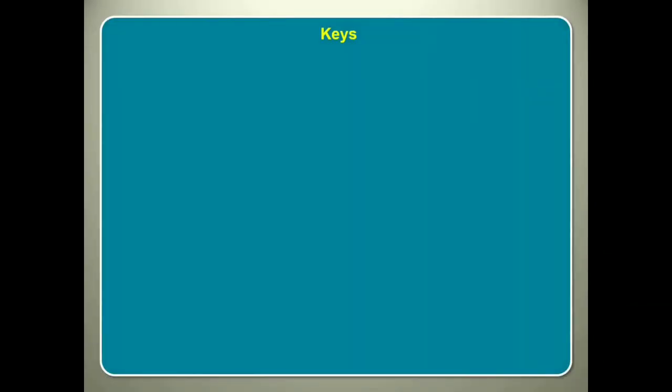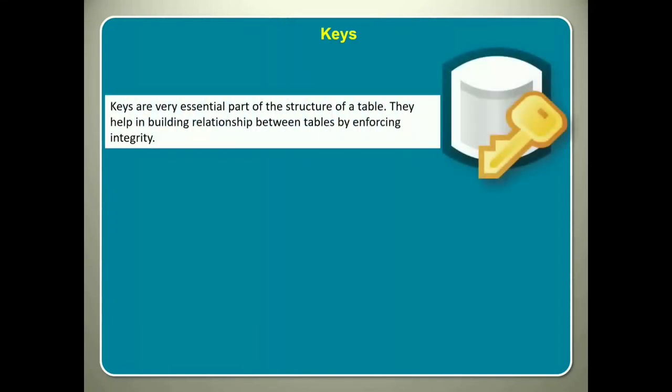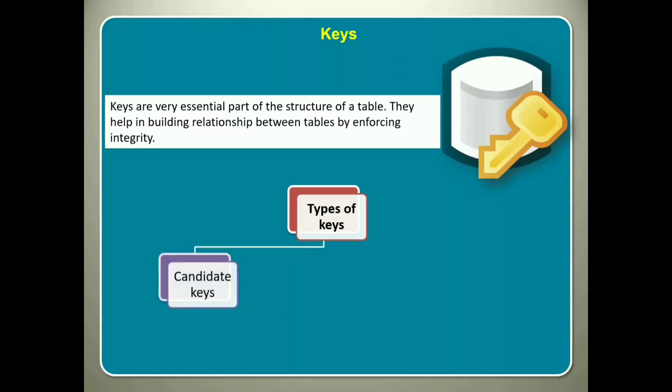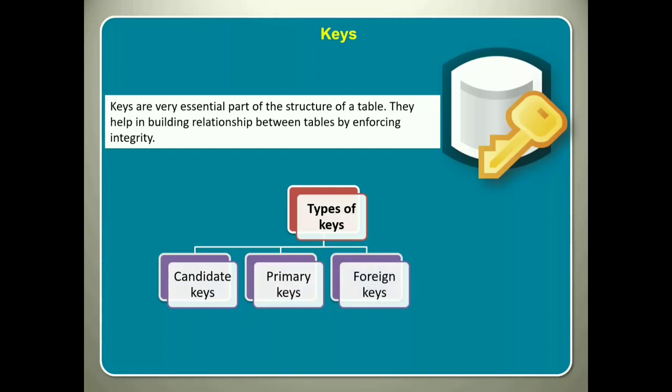Moving on to the next concept, keys. Keys are very essential part of the structure of a table. They help in building relationship between tables by enforcing integrity. There are 4 main types of keys, namely candidate keys, primary keys, foreign keys, and alternate keys. Let us look at each of keys in detail.